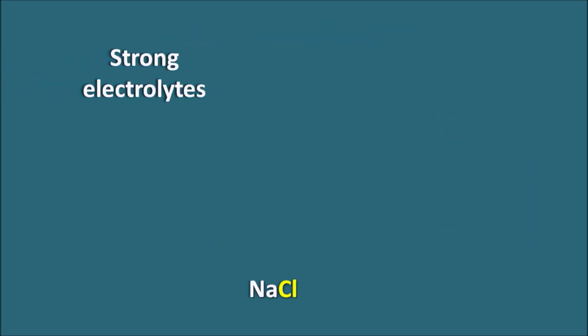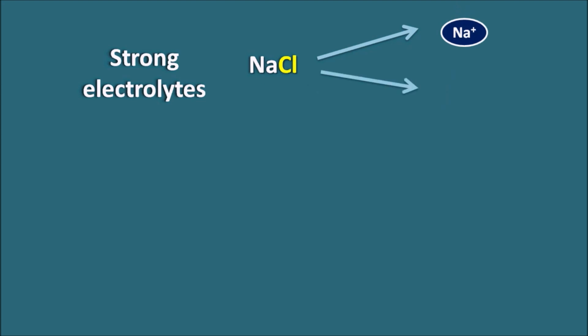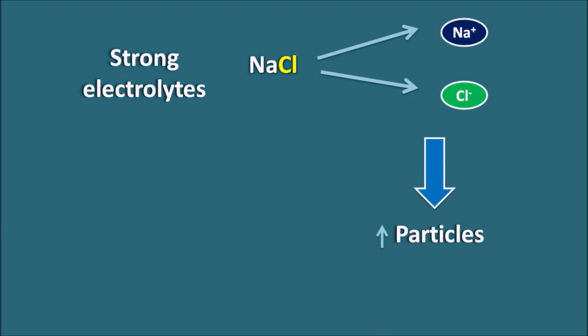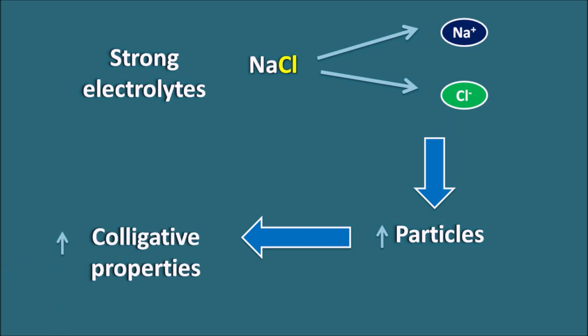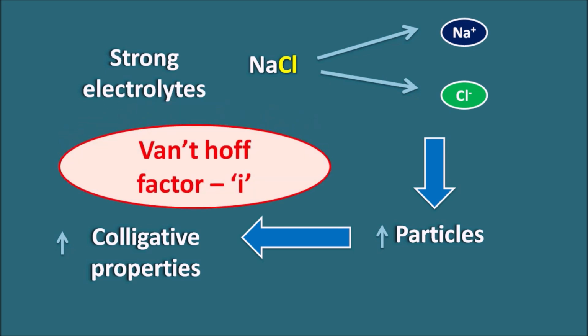So strong electrolytes like sodium chloride can be split into Na+ ions as well as chloride ions. Because of this, the solution mainly contains sodium ions and chloride ions along with some undissociated sodium chloride. So because of this dissociation, the number of particles within the solution increases, thereby the colligative properties are going to increase. So compared with non-electrolytes, electrolytes will have greater colligative properties because the number of particles within the solution is increased, which can be estimated by the Van 't Hoff factor i.